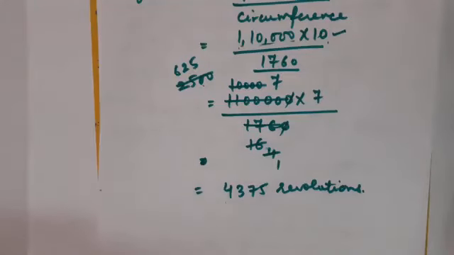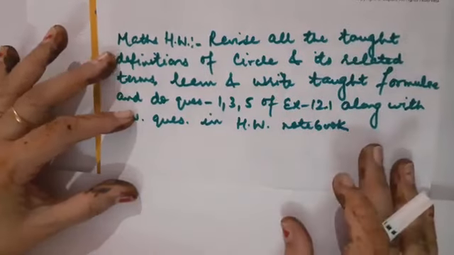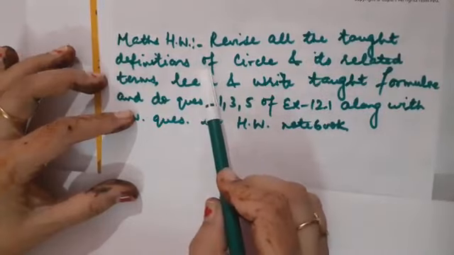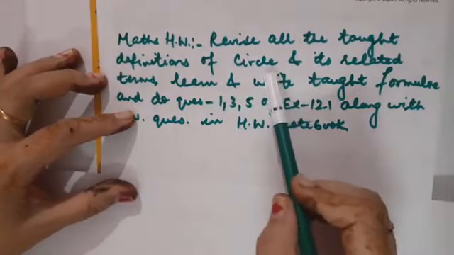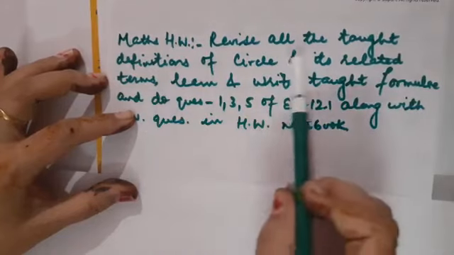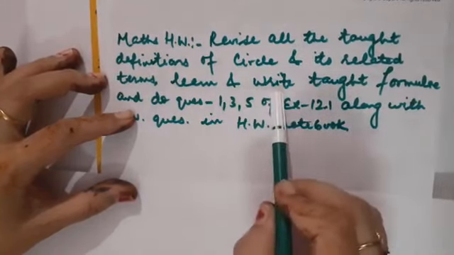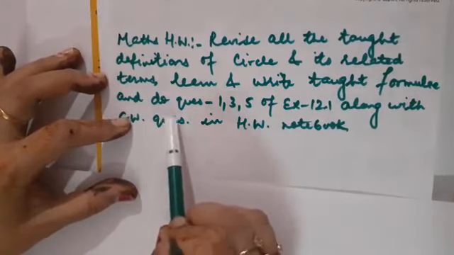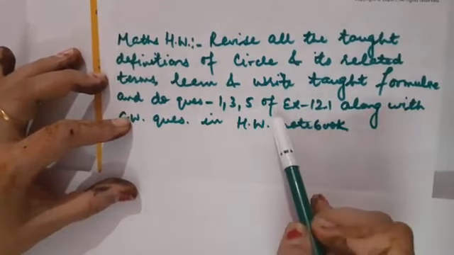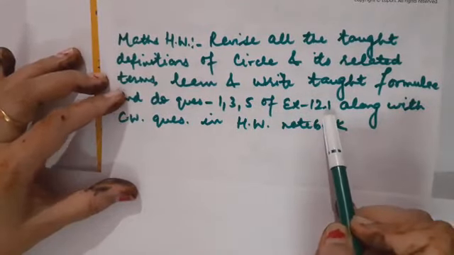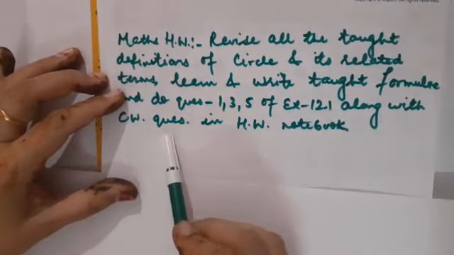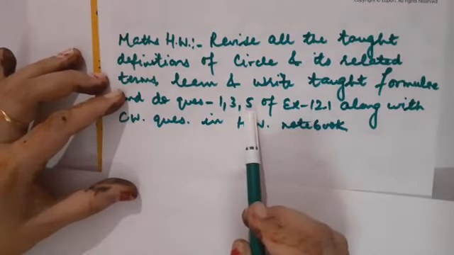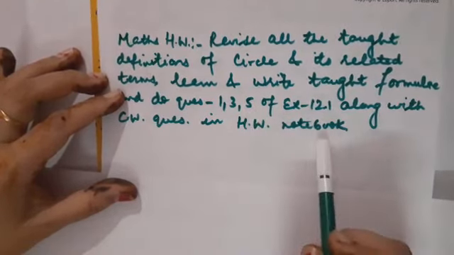So children, that's it for the day. Now this is the time to get mathematics homework. Please note down your maths homework. Your maths homework is that you have to revise all the taught definitions which I have explained you in today's lecture, that is circle and its related terms. Just revise them. Fine. Learn and write all the taught formulae in your maths homework notebook. Along with it, you have to do question 1, 3 and 5 of exercise 12.1. Clear? And do not forget to do classwork questions. Of course, they are the base of the homework. That is question number 2 as well as question number 4 in your maths homework notebook.